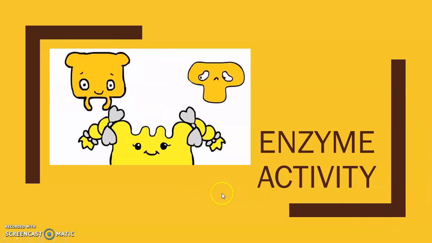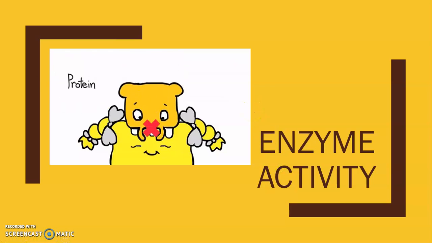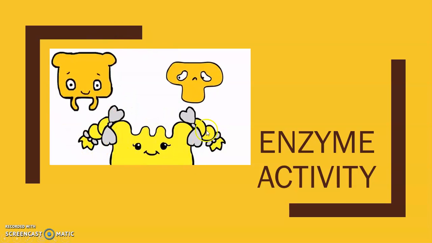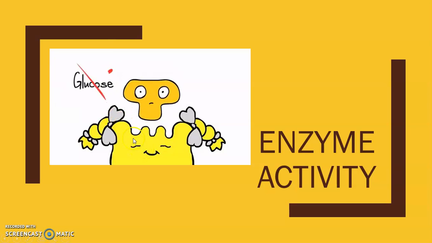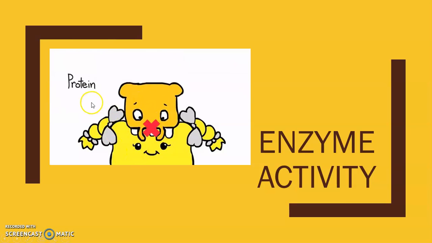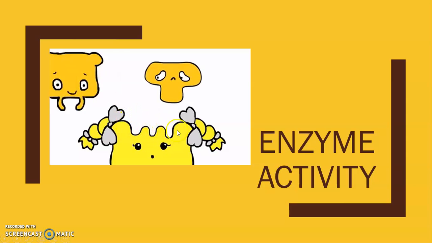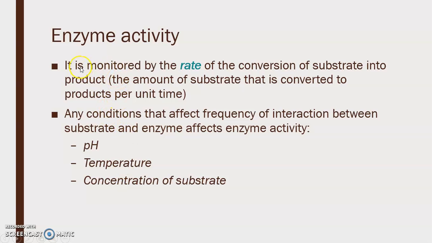Okay. Enzyme activity. So in this session, we will look at some of the conditions that would change enzyme activity. But this animation shows again the specificity of enzyme catalyzed reactions. So if the substrate doesn't fit the active site, then the enzyme just wouldn't work. Okay, so enzyme activity is monitored by the rate of the conversion of substrate into the product.